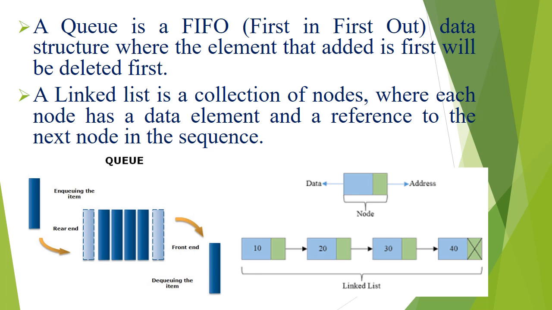The two operations involved are enqueue and dequeue. Enqueue means inserting an element into the queue. Dequeue means deleting an element from the queue. Here is an example that shows how the queue operations are performed.